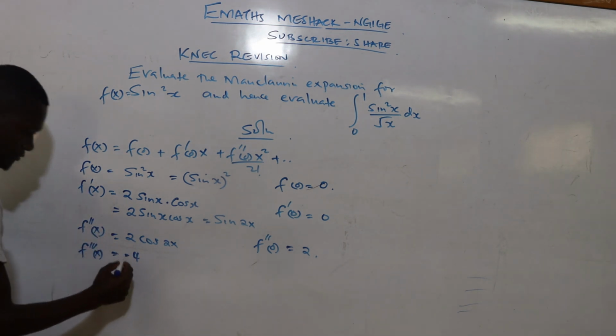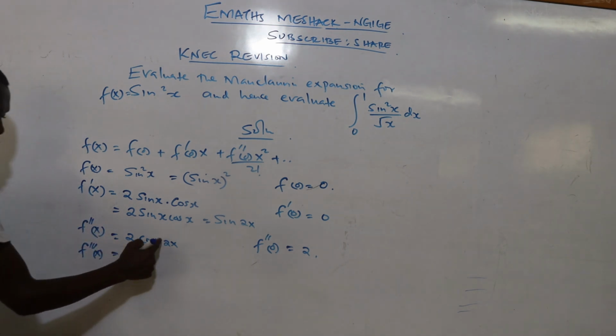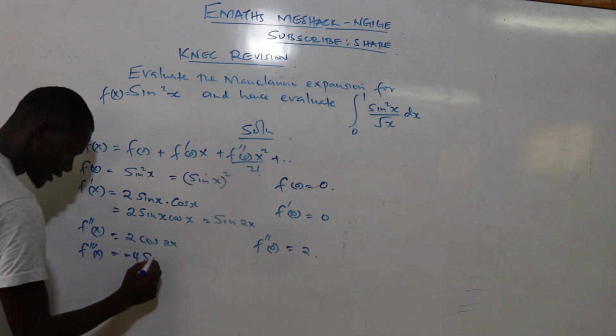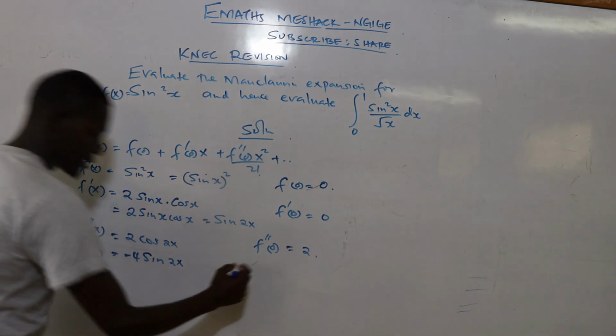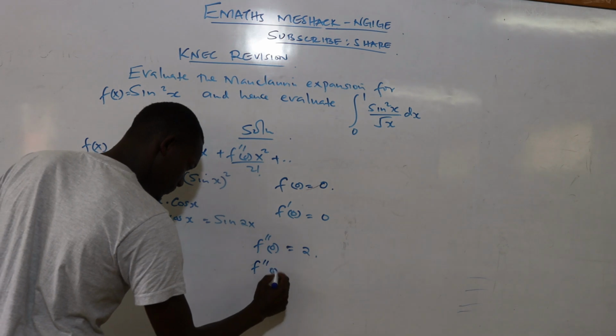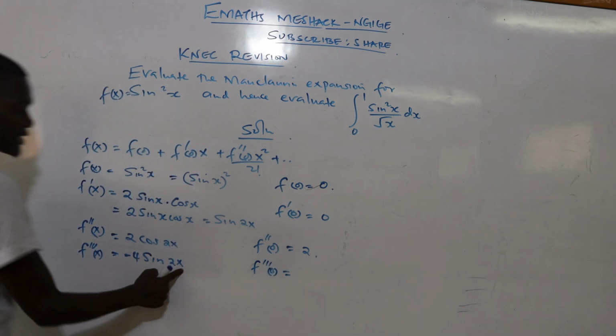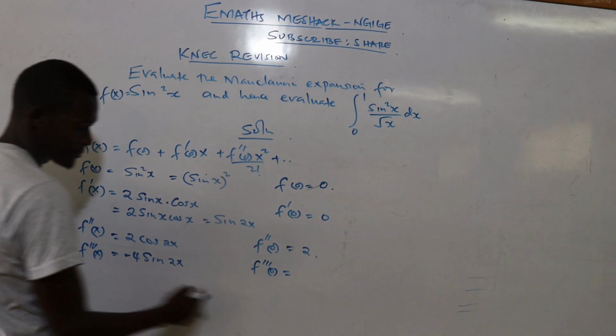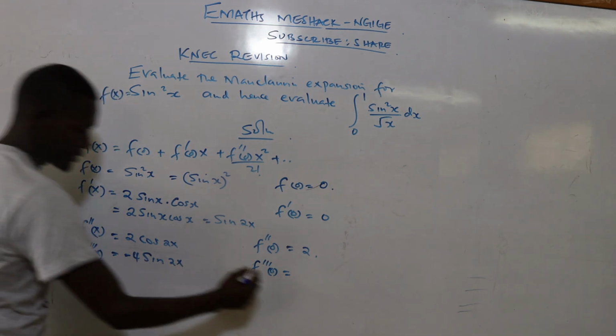So we'll have negative here, all together. So we'll have negative 4 because you have these 2 outside, then sine of 2x. And therefore f triple prime at 0: the aspect that you have a sine function here, this just becomes a 0 because the sine of 0 will just give you 0.